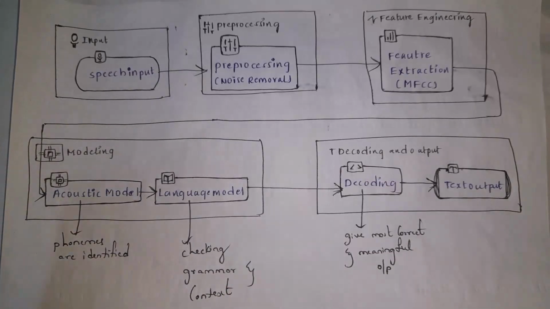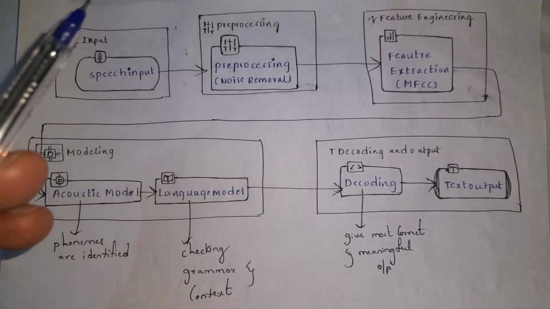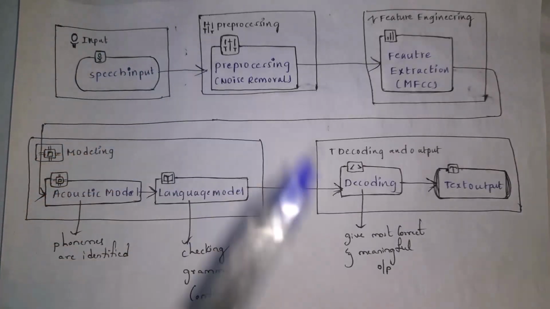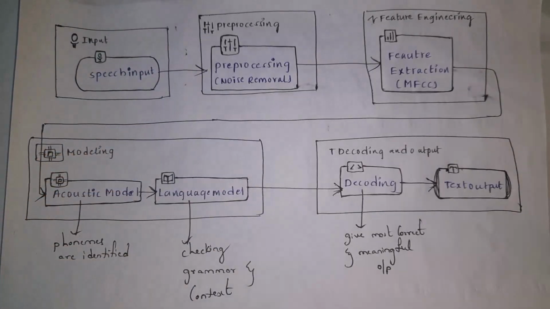Whenever we speak, our input is captured by using a microphone, and step 2 is pre-processing. That is nothing but removing noise in our speech. And step 3 is feature extraction. In feature extraction, we will use MFCC, where only important speech is selected by removing unnecessary information. For example, fan sound is removed from our speech.